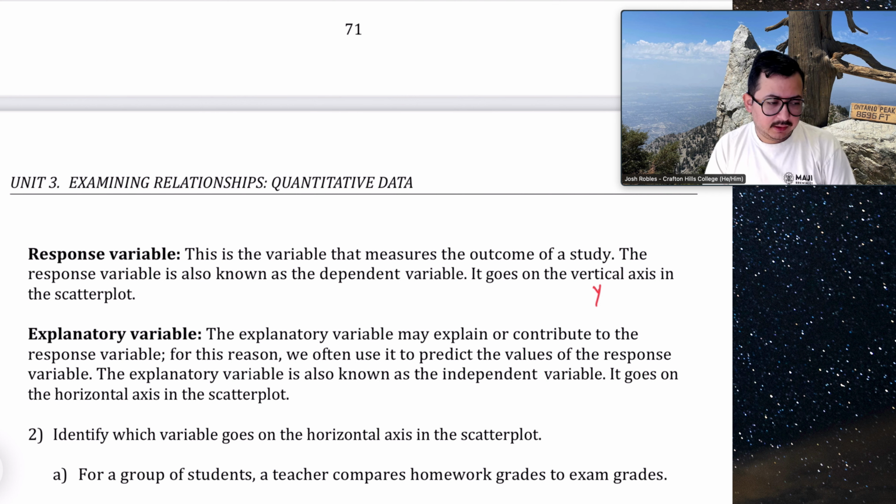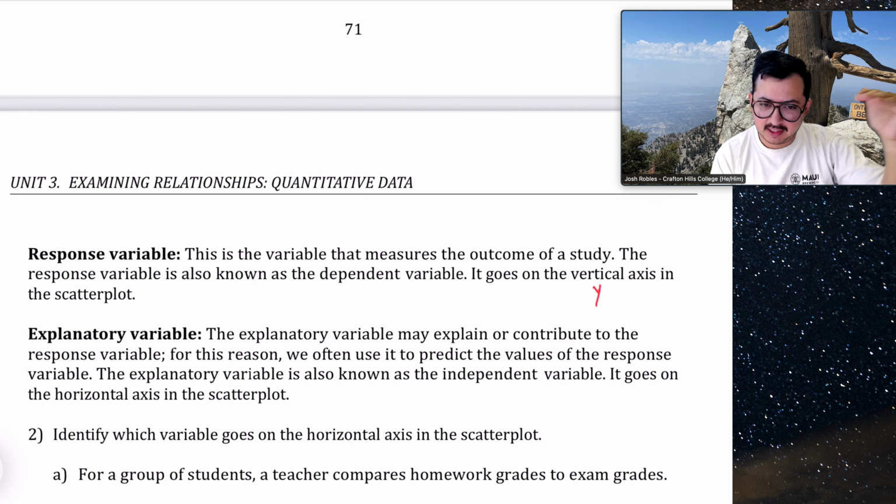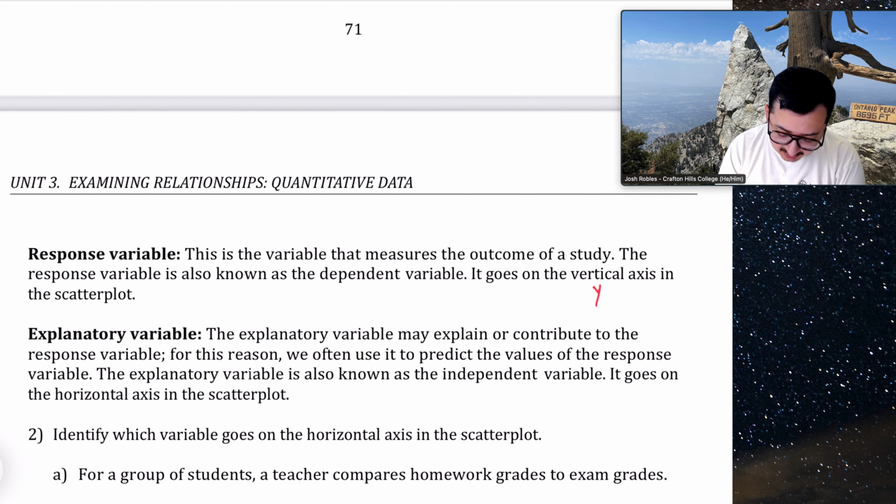If you were measuring how much time and then how much weight you've lost, if people were on some diet or workout plan, the time would be the variable that happens first, how long they've been on it, and then you're measuring the outcome of the study, how much weight they've lost or gained or whatever it is you're measuring. So the explanatory variable is the one that comes first, and so it may explain.